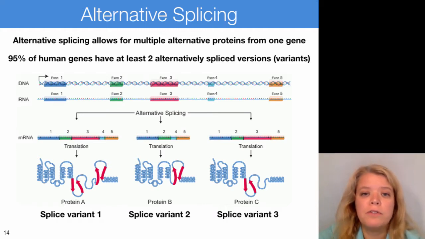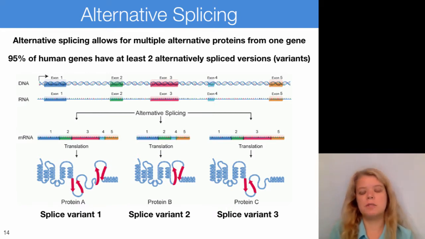Now, one of the benefits of splicing is the fact that pretty much all of our human genes are alternatively spliced. What it means is that our cells can choose to incorporate or fail to incorporate different exons, creating alternative versions of proteins from the same gene. So in this case, there's 3 splice variants of a particular gene that is encoded in DNA.